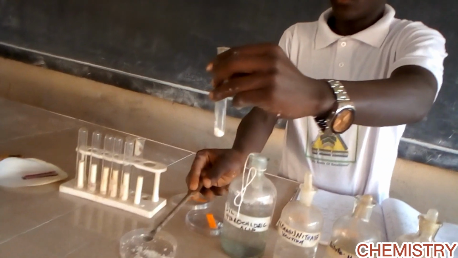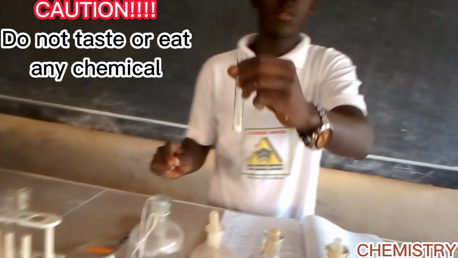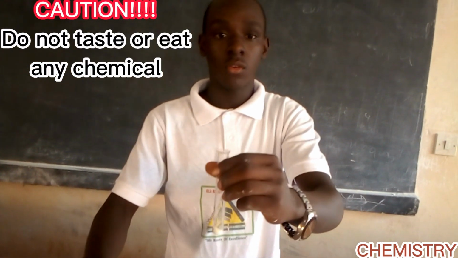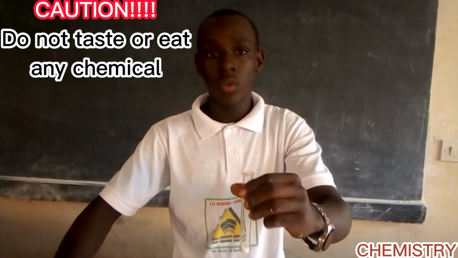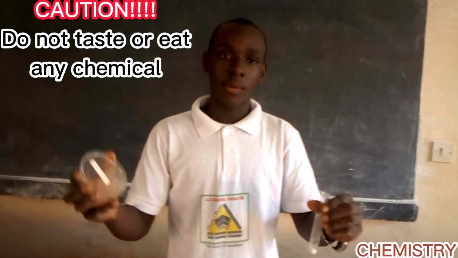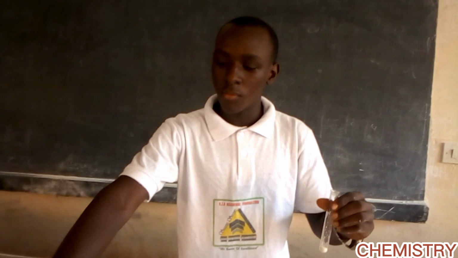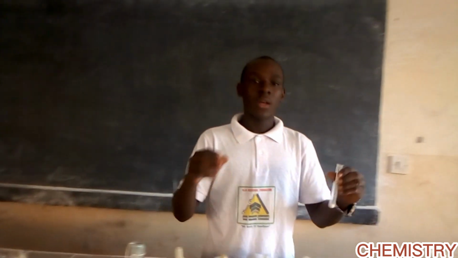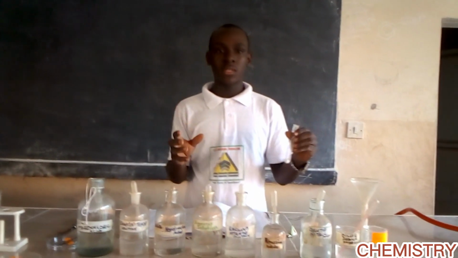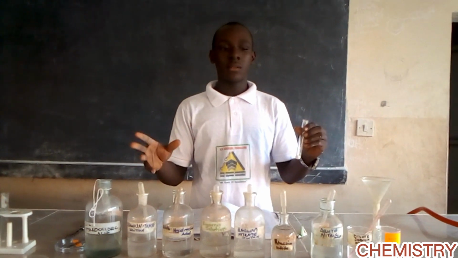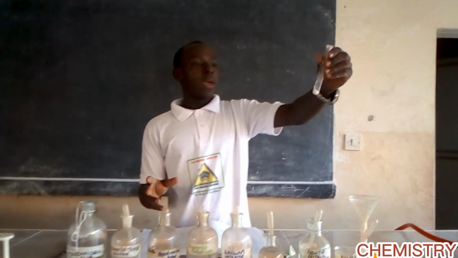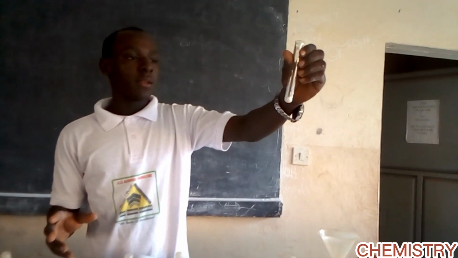Do not eat any of these chemicals, whether it looks like salt or sugar. Do not taste, because these chemicals look like what we use at home, but in actual sense they are different components. So we have put 1 spatula of solid E in a test tube.